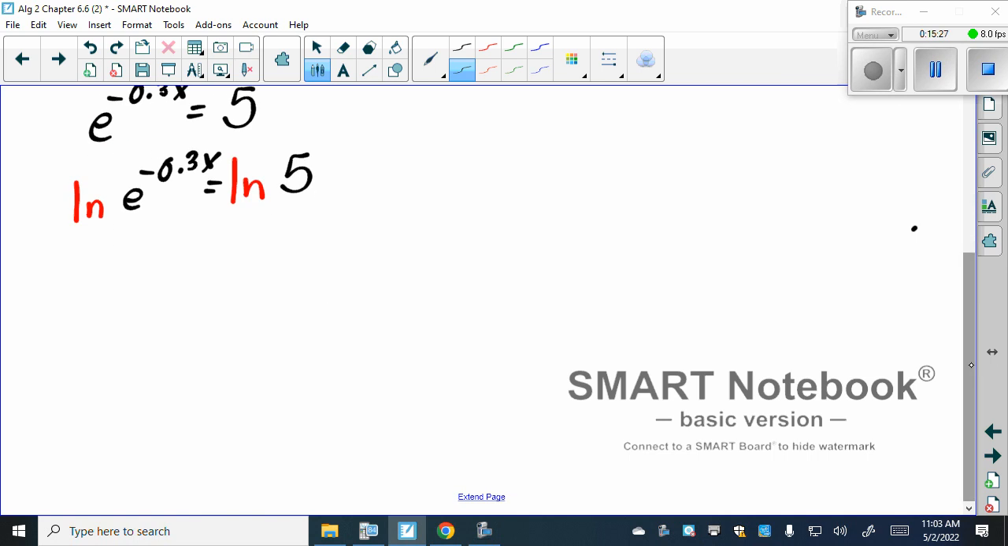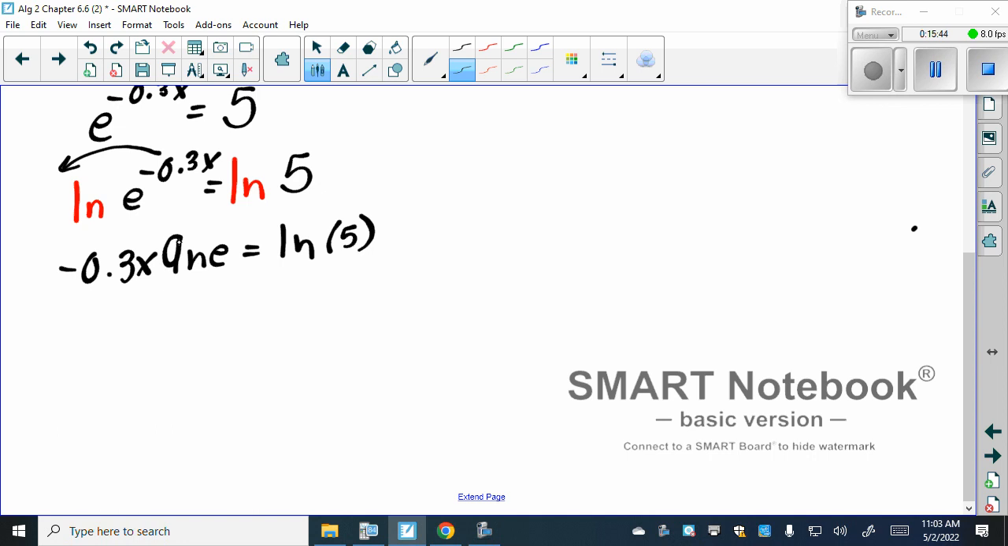On the left-hand side, the negative 0.3x should move out front, telling us that negative 0.3x times the natural log of e is equal to the natural log of 5. And ln of e is 1. This simplifies to 1, telling us that negative 0.3x equals the natural log of 5.